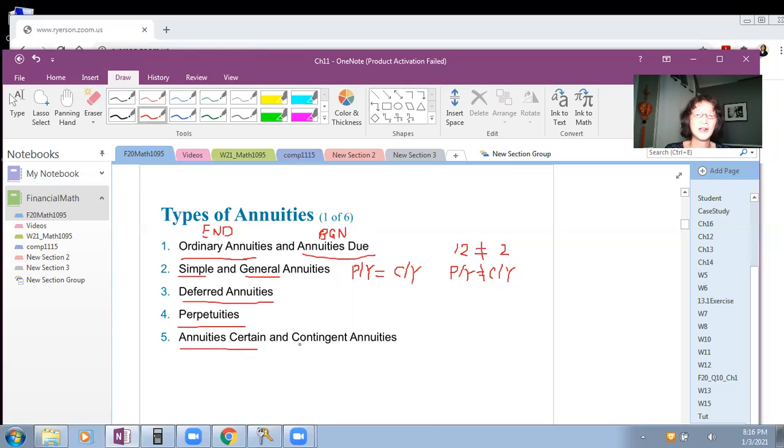Annuity certain and contingent annuities. Annuity certain means you know the term of the annuity, so for 5 years or for 10 years. Contingent, you are not sure about the term.